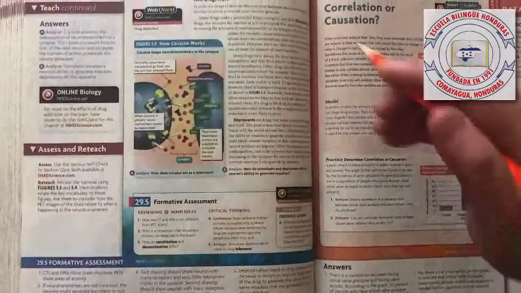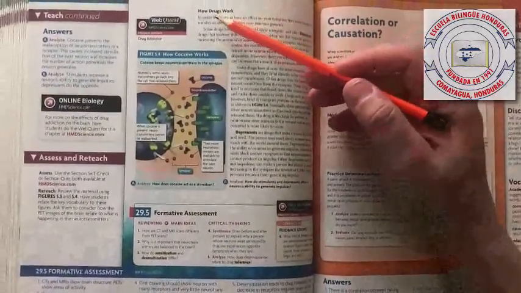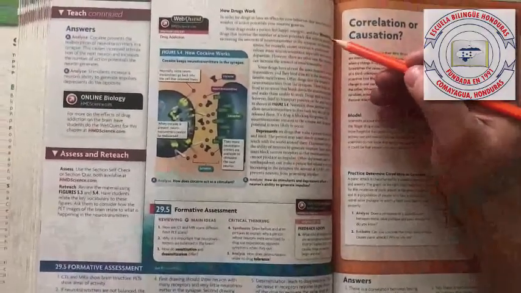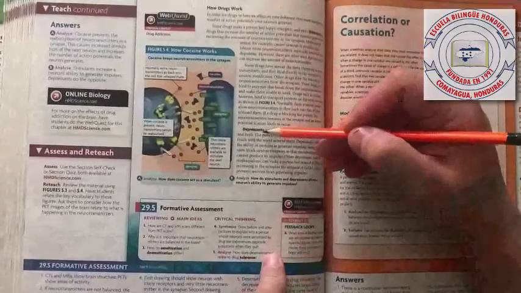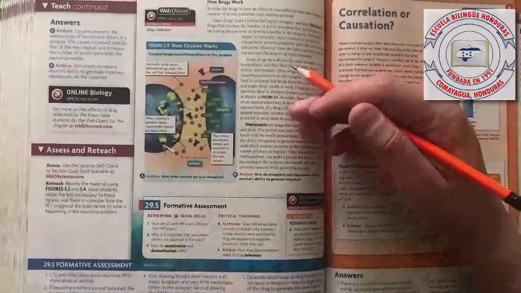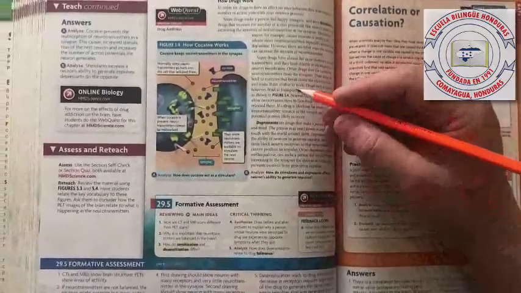In the last part of the definitions, we have 2 types of drugs, or how drugs work. In this case, you have 2 types of drugs: they are stimulants and depressants. Please, guys, study all those definitions for the first 5 lessons of chapter 29.